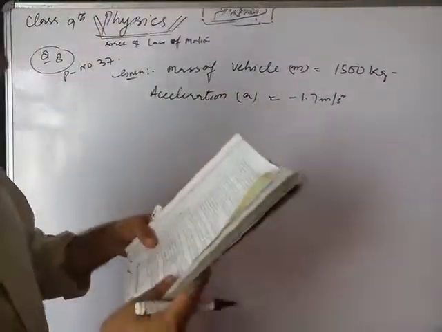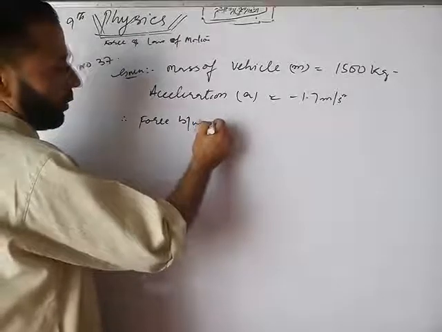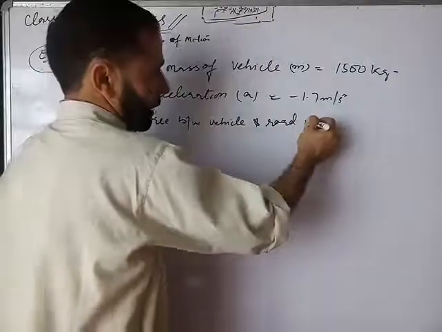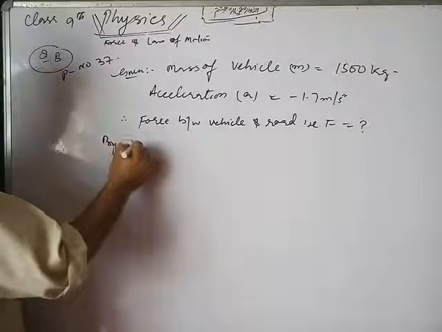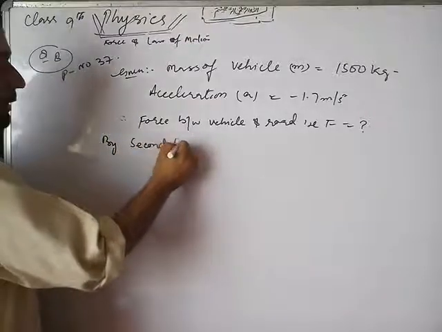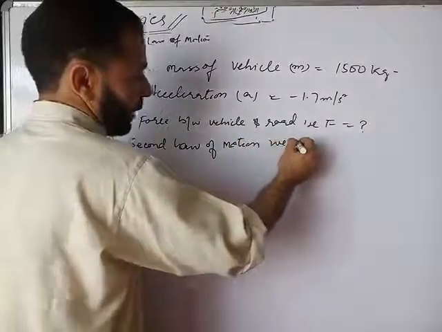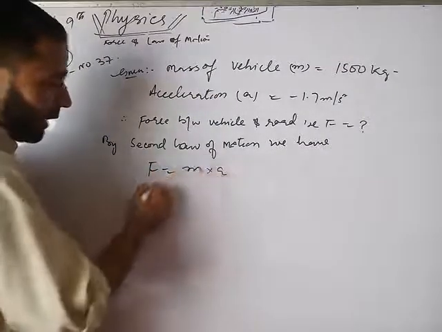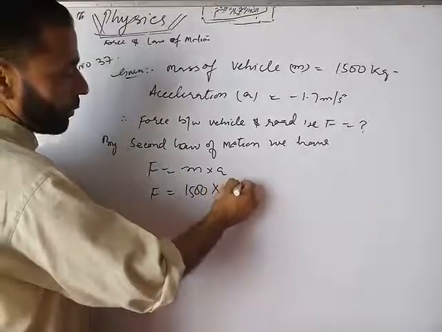What we are supposed to find out? Force between vehicle and the road. Therefore, force between vehicle and road, that is F. यह हमें निकालना है. It is now easy. By second law of motion, we have F is equal to M into A. Here F is equal to, what is mass? It is 1500 into A, minus 1.7.